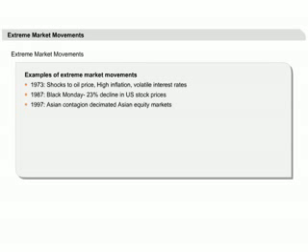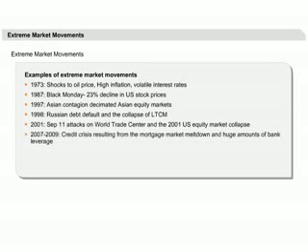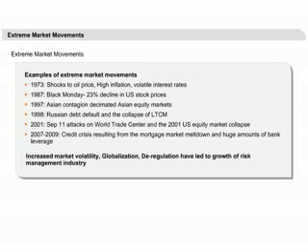1997. Asian contagion decimated Asian equity markets. 1998. Russian debt default and the collapse of LTCM. 2001. September 11 attacks on World Trade Center and the 2001 US equity market collapse. 2007 to 2009. Credit crisis resulting from the mortgage market meltdown and huge amounts of bank leverage. Increased market volatility caused significant financial losses, which could have been avoided by appropriate use of financial risk management tools.